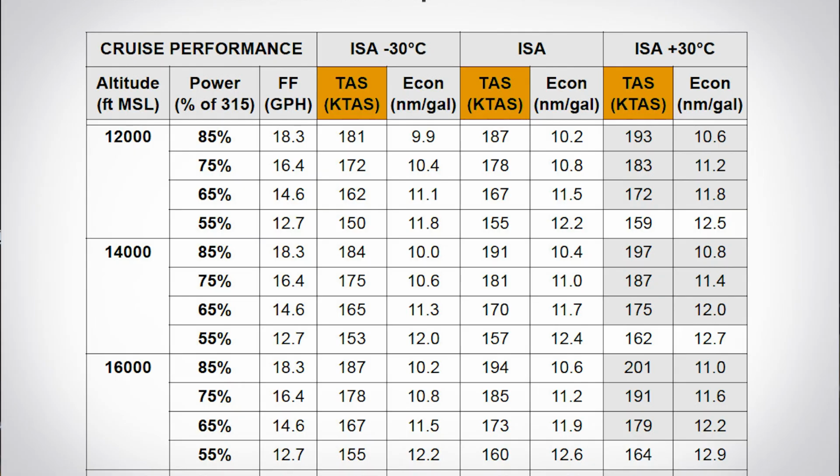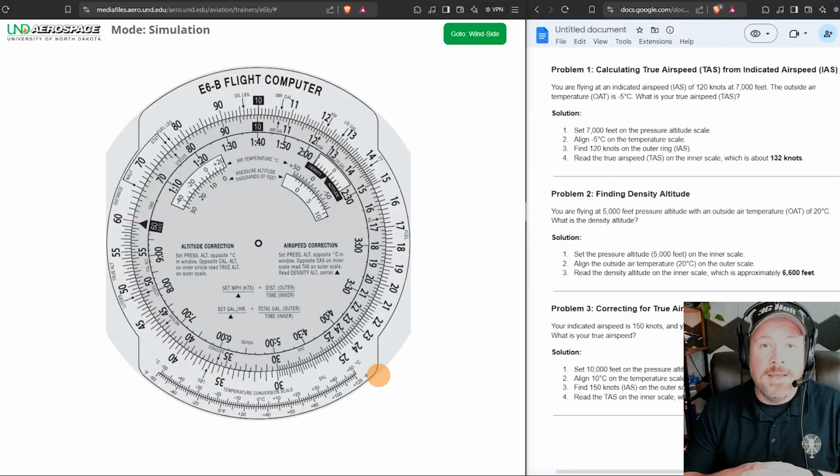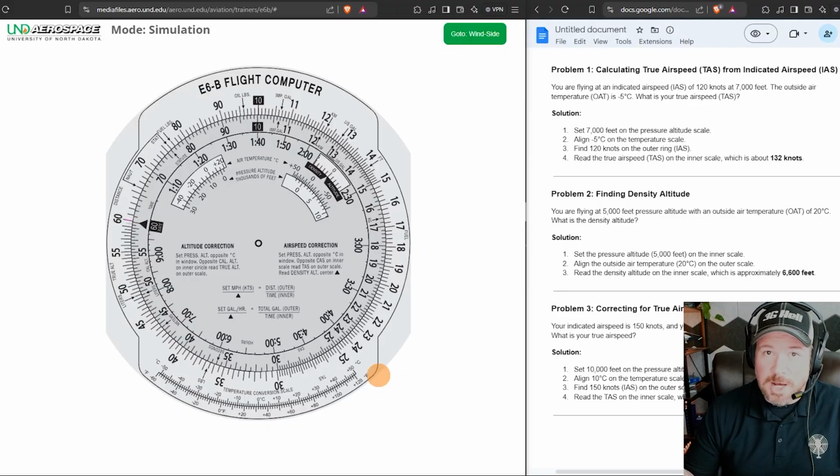Let's talk about true airspeed computation. True airspeed is essential for accurate navigation, especially important when flying at higher altitudes. True airspeed increases with altitude because air density decreases. Now we can use the E6B to compute true airspeed. Now we're going to talk about airspeed computation.